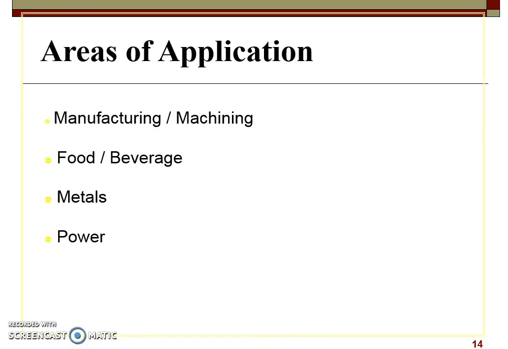So next, PLC applications. It is used in manufacturing, food and beverage, metals, and in the power sector, such as thermal power plants. We also use a PLC to improve the accuracy and speed of the process.